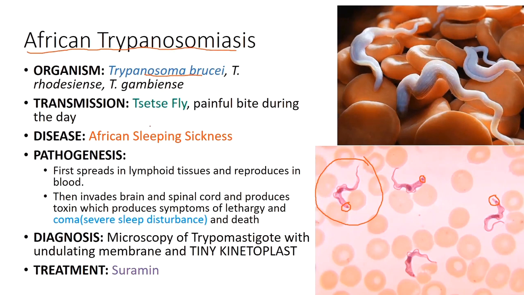Common name for this disease, I'm sure you've heard of it, is known as African sleeping sickness. I've heard this on the news since I was a kid. It is kind of rampant in Africa, obviously, as by its name. So the most common trypanosoma that causes this is brucei, also rhodesiense and gambiense. They're kind of found in different areas, some in Latin America as well. So careful with that crossover. If you go to Latin America, you could have either one, so you want to look for that kinetoplast difference.